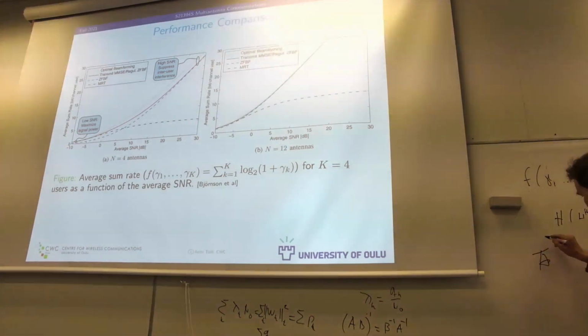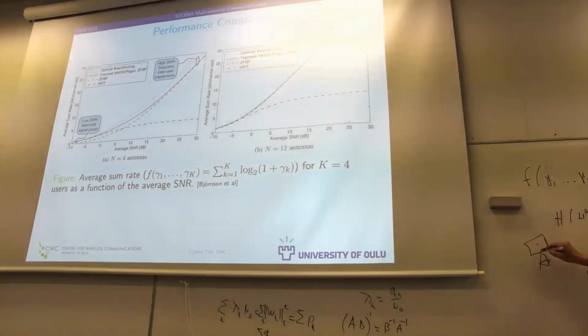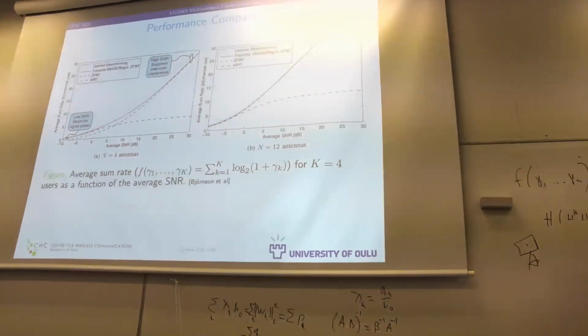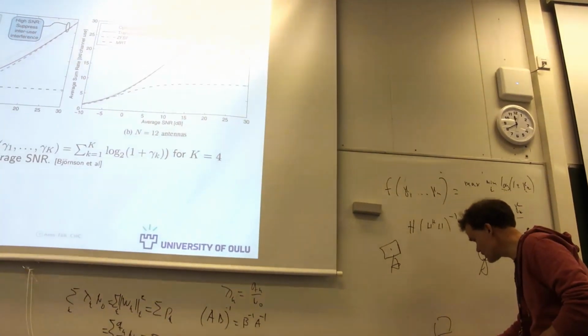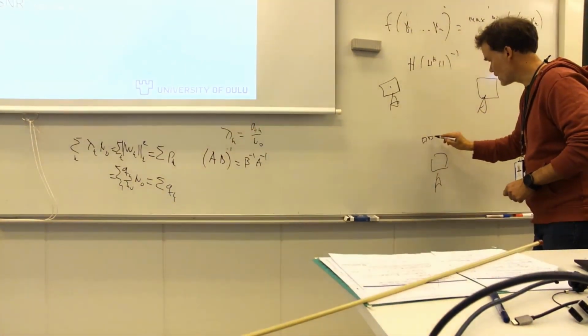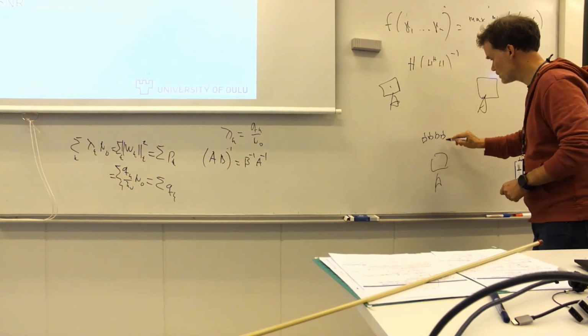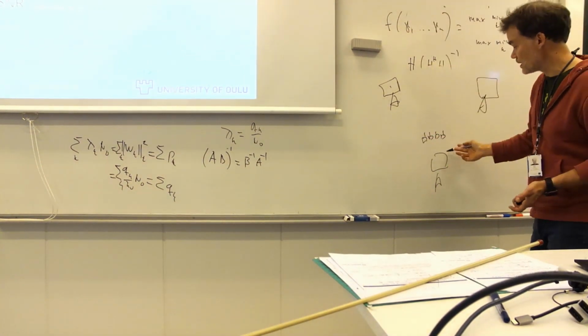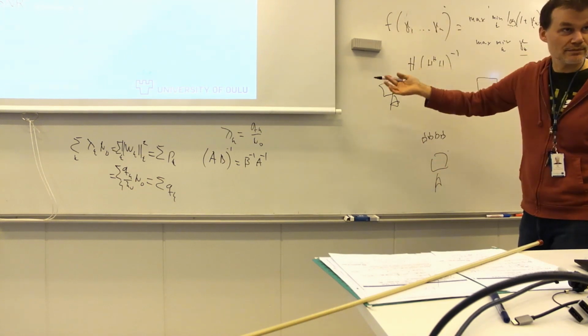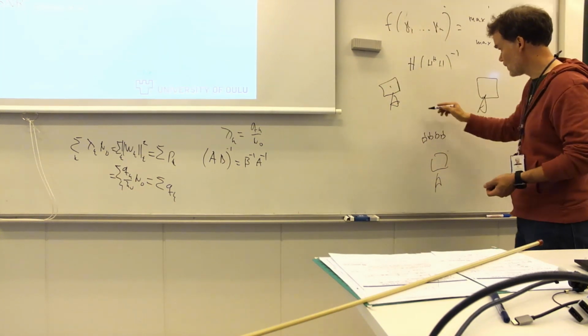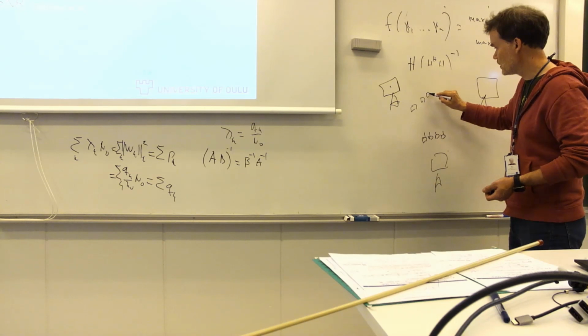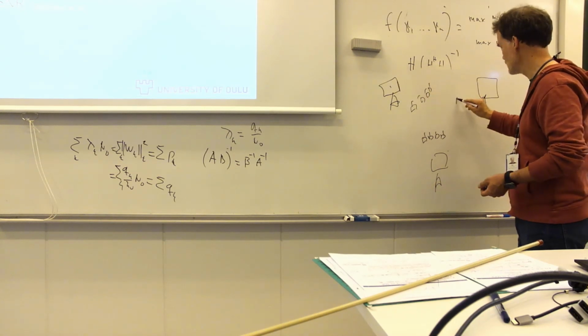So you have a scenario where, let's say, you have 12 antennas here, 12 antennas here, 12 antennas here. This one is serving 4 users. In a single cell setup, zero forcing would work fine.